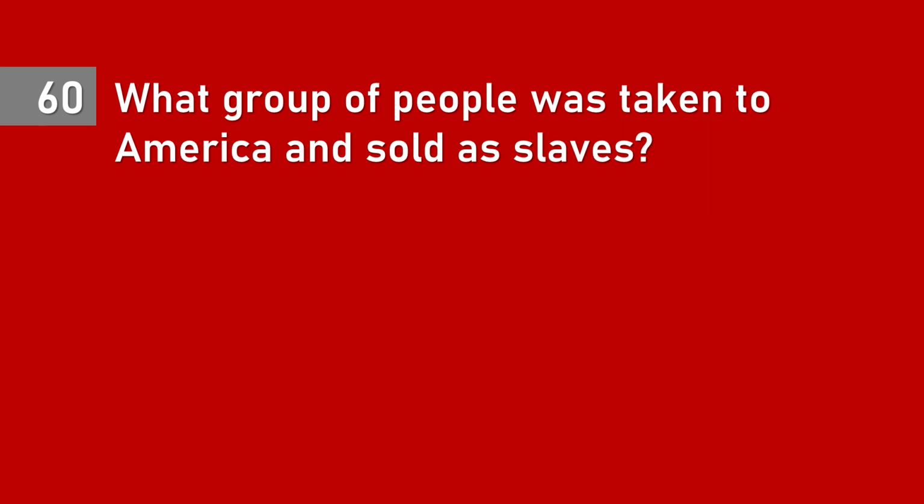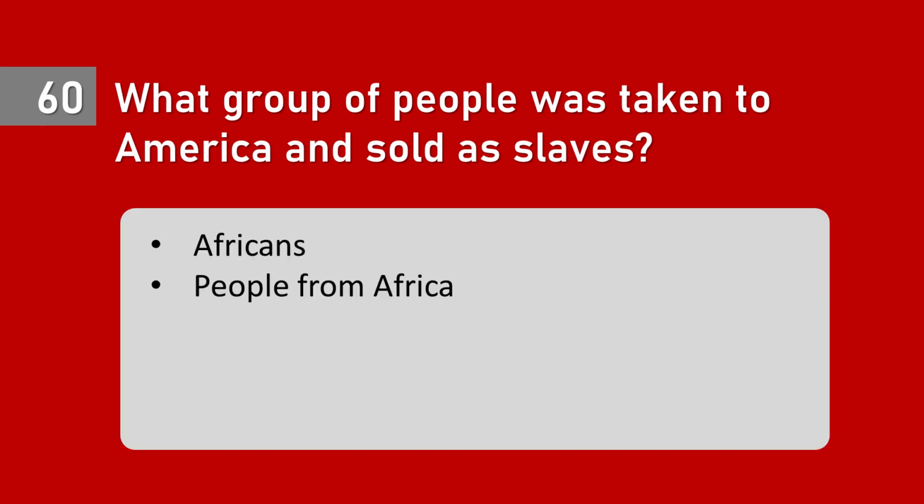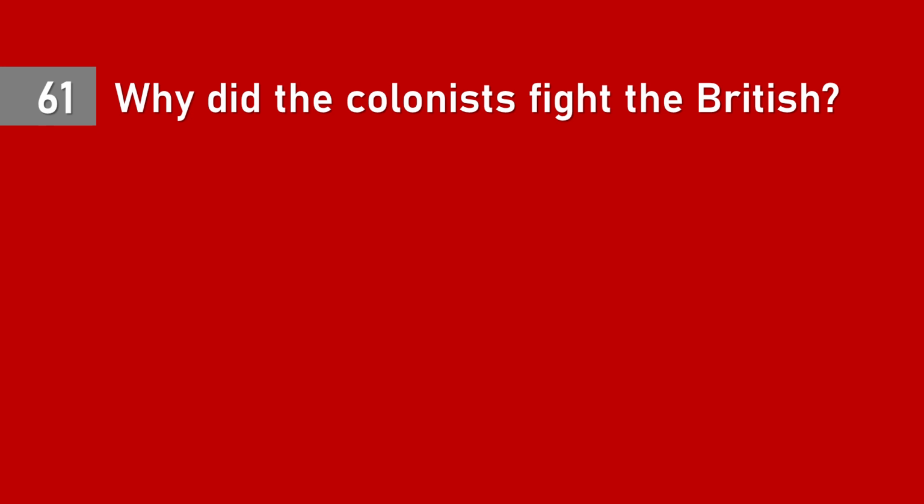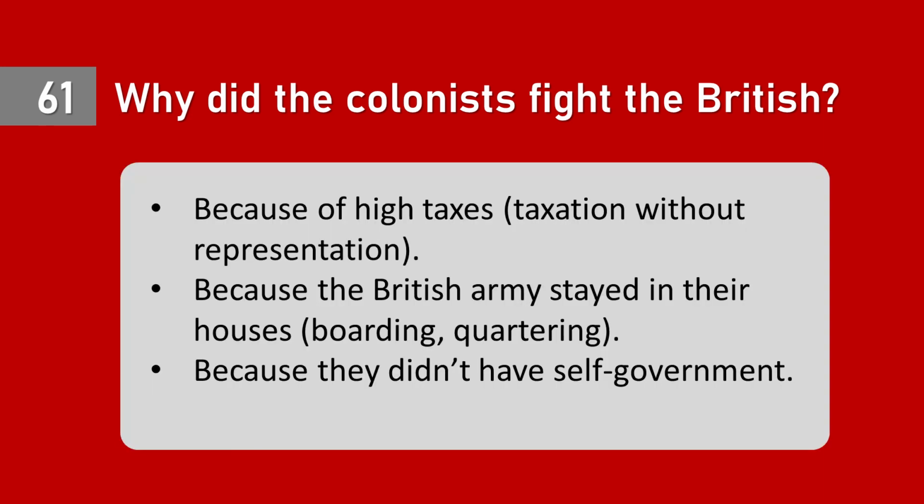Question 60. What group of people was taken to America and sold as slaves? Africans, people from Africa. Question 61. Why did the colonists fight the British? Because of high taxes, taxation without representation. Because the British Army stayed in their houses, boarding, quartering. Because they didn't have self-government.